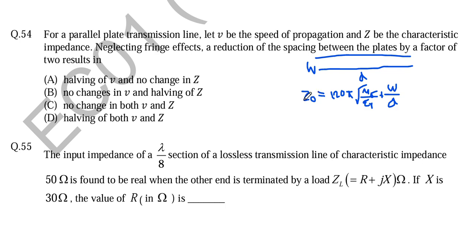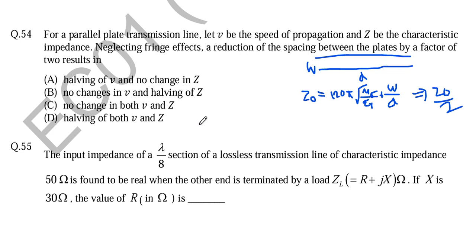So here we can see that if we halve the w, meaning the spacing between the parallel plates, then Z0 becomes half. Now see what is the effect on the speed of propagation. Z0 becomes Z0 by 2 if we halve the w.